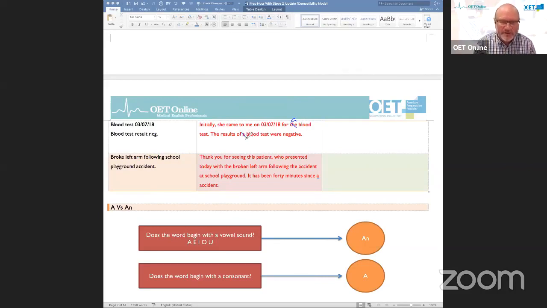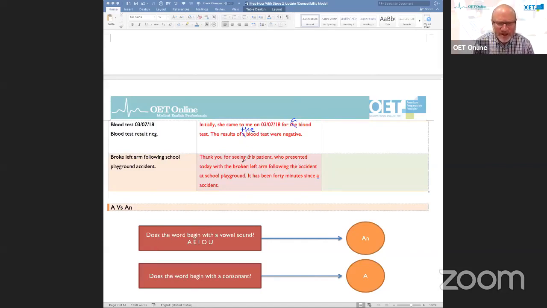And the results of, and when we mention something for the second time, and I'm sure you guys know this, is a very important rule because it creates cohesion, everyone. The results of the blood test, which blood test? The one you mentioned before, were negative. So this sort of thing is vital to get right. You'd lose big marks if you got this wrong because it would definitely confuse the reader.